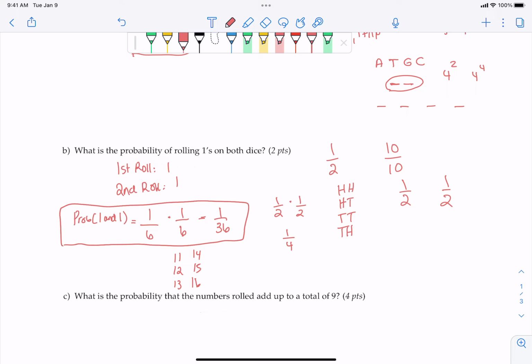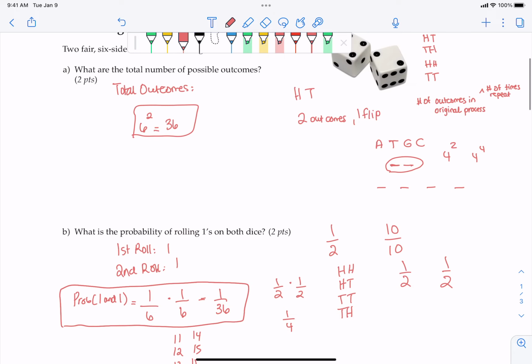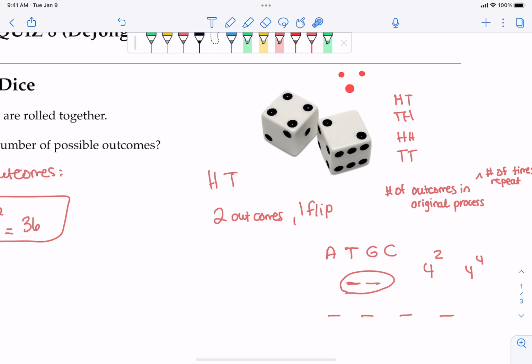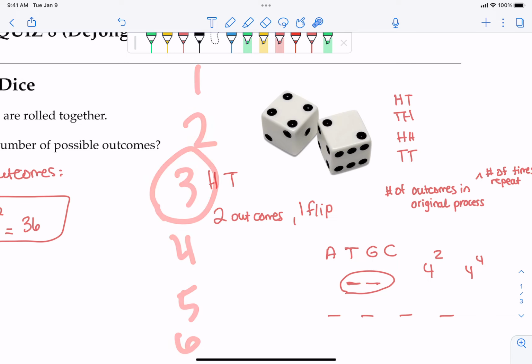Yeah, so if it's asking for rolling 3s, it would be the same thing. So if I roll 2 3s in a row, that's still one outcome, 1 out of 6, because if I'm looking at a dice here, there's only one location on the dice that has 3 dots. So in that first roll, I can only get a 3 1 out of 6 times. I can either have 1, 2, 3, 4, 5, 6. Probability of rolling a 3 only happens 1 out of 6 outcomes.